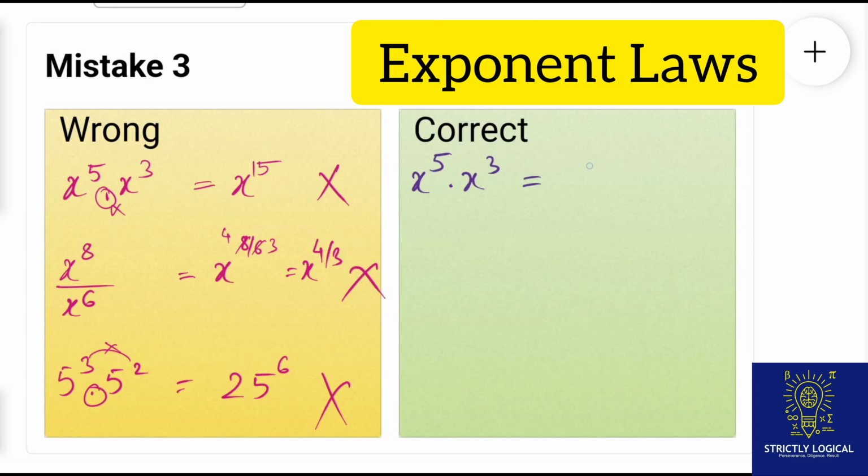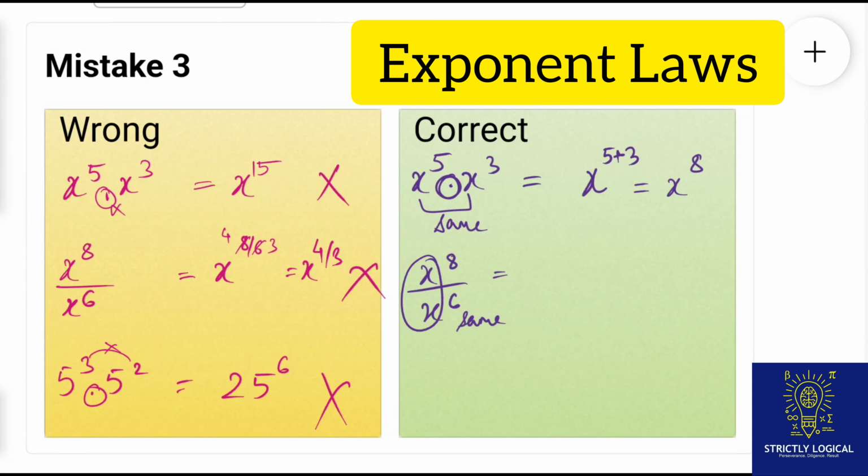According to the exponent laws, whenever we have the same base, powers get added to each other. So the correct solution of the first one would be x to the power 5 plus 3, that is x to the power 8. For the second example, whenever we have the same base in division, exponents get subtracted. The final exponent will be numerator minus denominator. 8 minus 6 gives us x square.